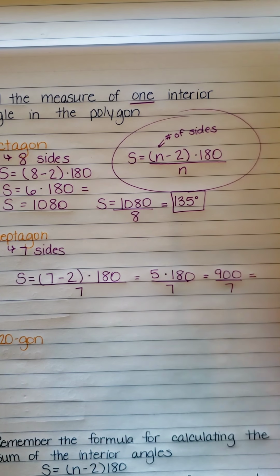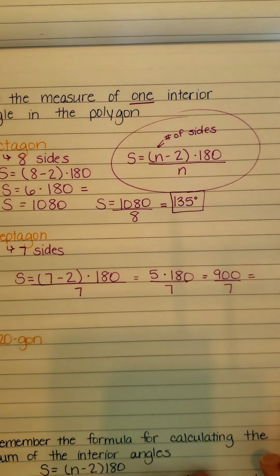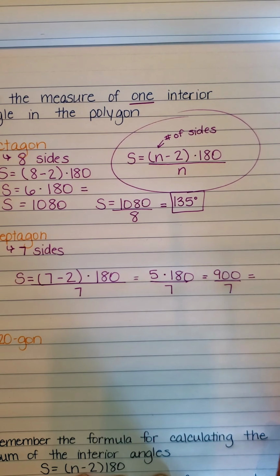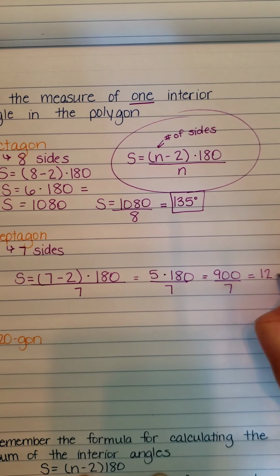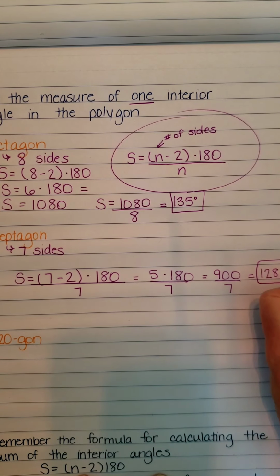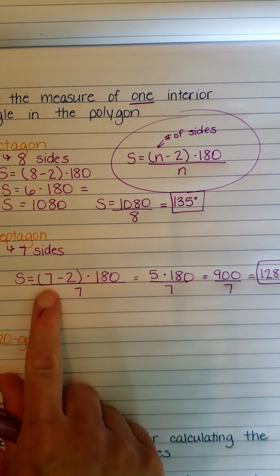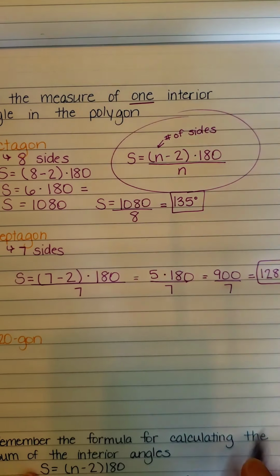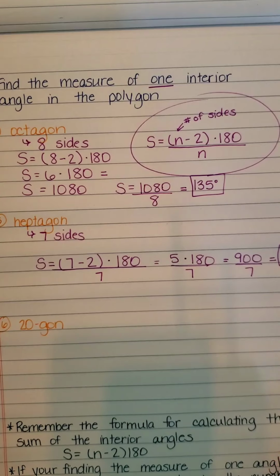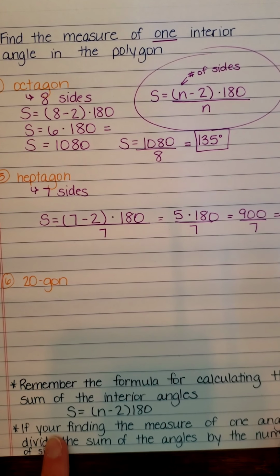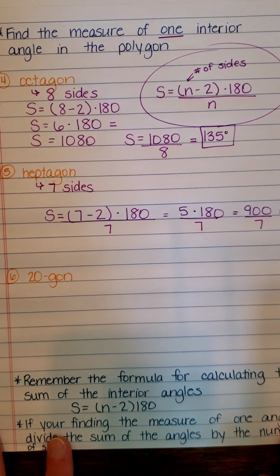So you will find that when you do 900 divided by 7, you get a decimal, but we're going to round to the nearest tenth. So if we round to the nearest tenth, we get 128.6 degrees. Okay. So we take the number of sides, we minus 2, multiply that by 180, then divide by the number of sides the shape has, because that's how many angles it has, and that will tell us the measure of one angle.